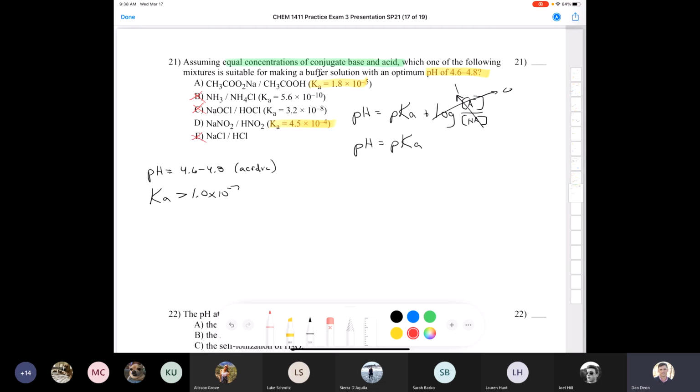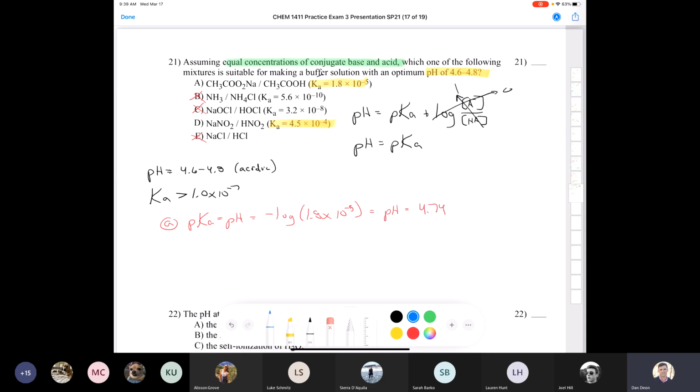So then all I would do in this case is evaluate the pH of the buffer solution in A and D. That's all I would do. So for A, we have pH is equal to the pKa. It's going to be equal to the negative log of 1.8 times 10 to the negative 5. And we get that the pH is going to be equal to 4.74.